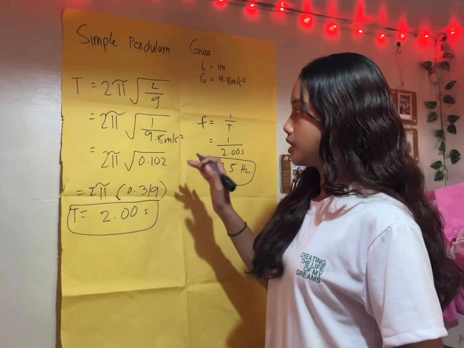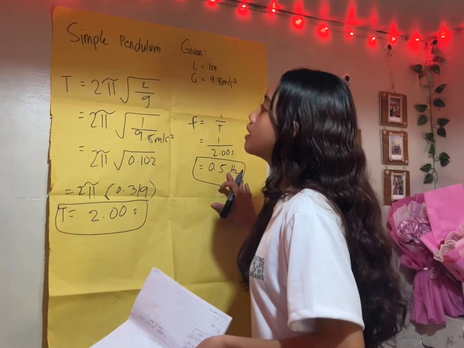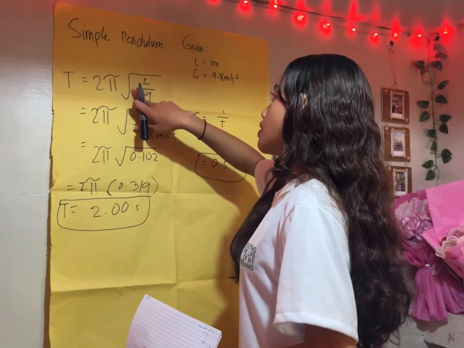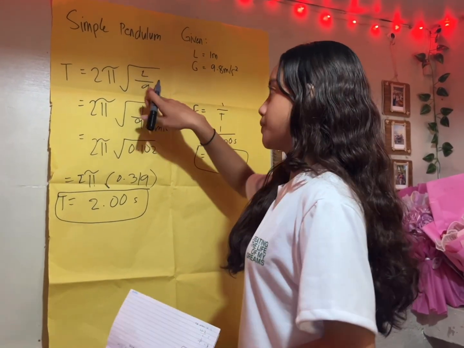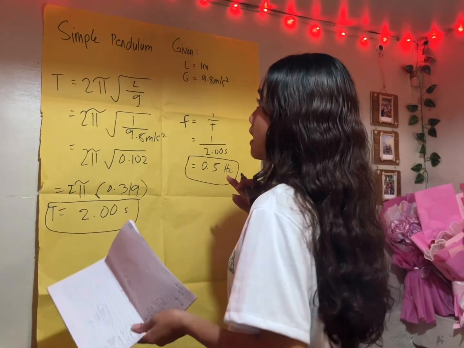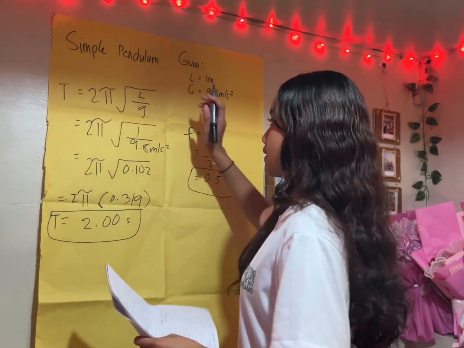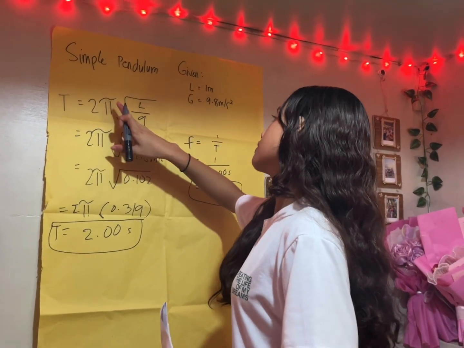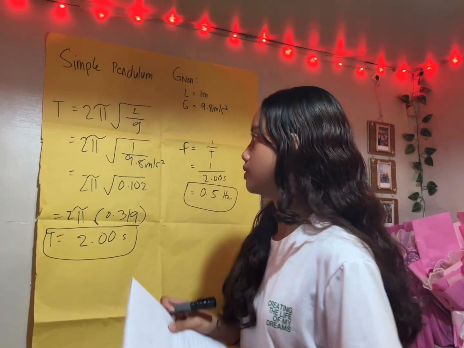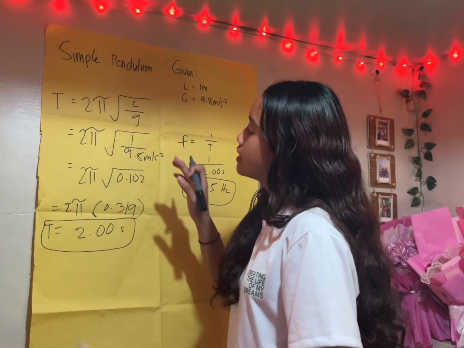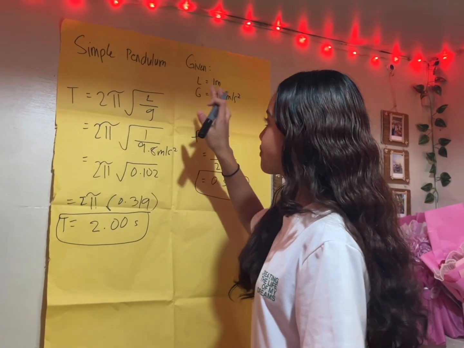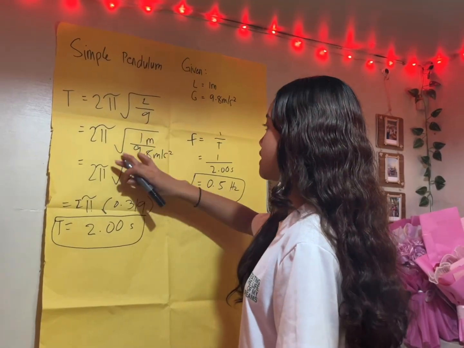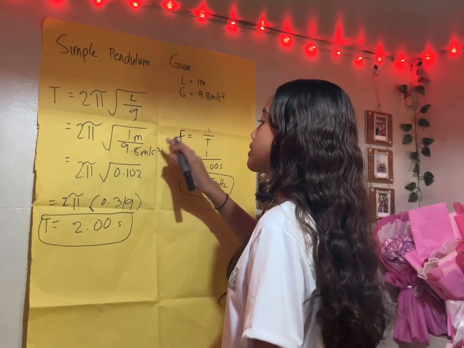This is the simple pendulum. I already solved it, I'm just going to explain it to you guys. So T equals 2 pi square root of L over g. This is just like the spring-mass formula. The difference is the length over gravity. So 2 pi square root of length over gravity. Length is equal to 1 meter, and gravity is 9.8 meters per second squared.